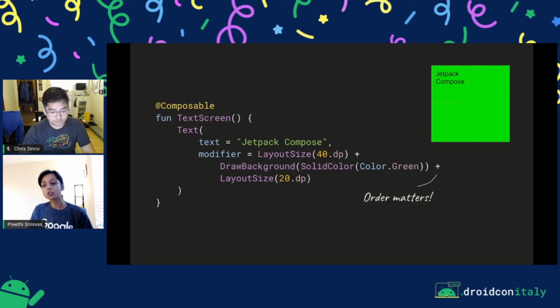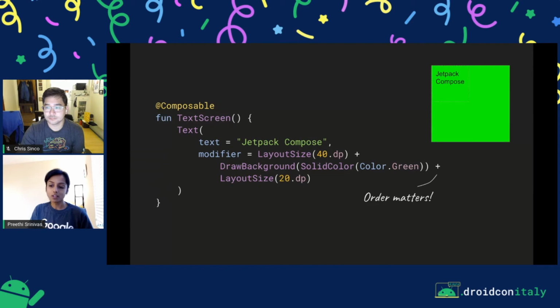And it also allows developers to change several of these modifiers to produce a final measurement and a desired layout. So for instance, I have an example here. The example here would read like: create a text composable, fit it within a layout of 40 dp, add a background color of solid green while ensuring the size of the text composable is within 20 dp.